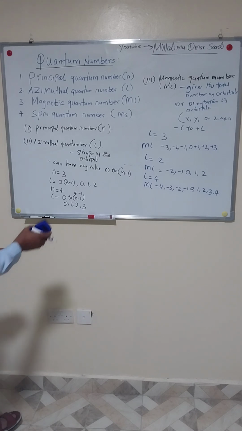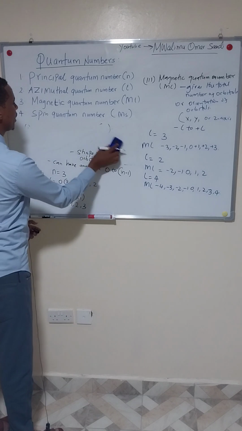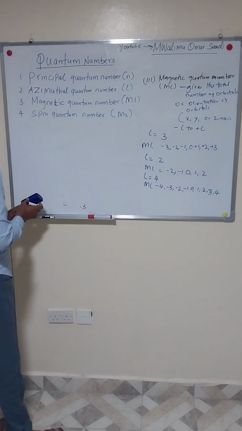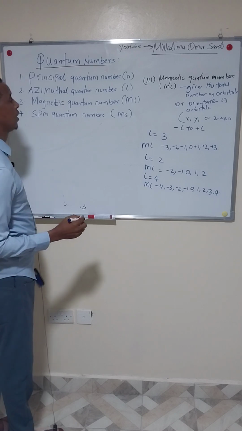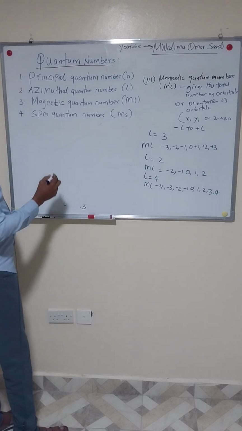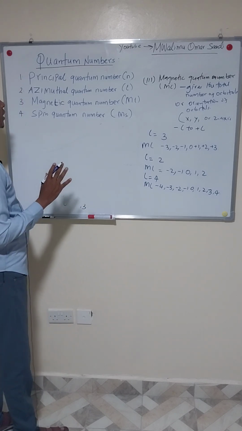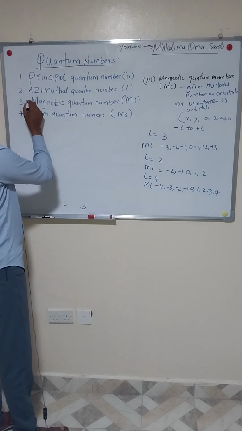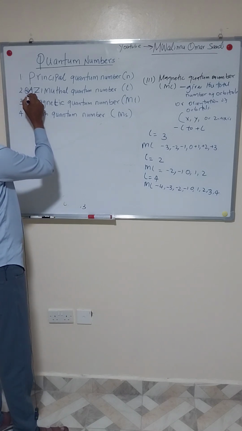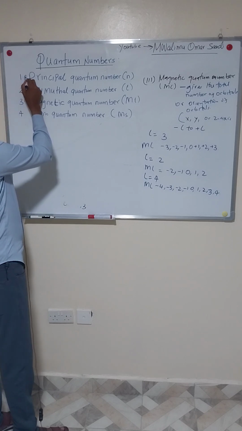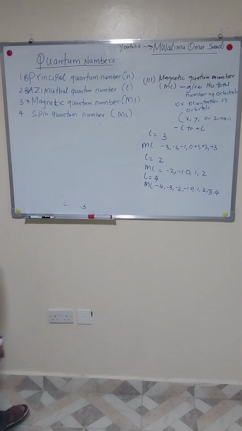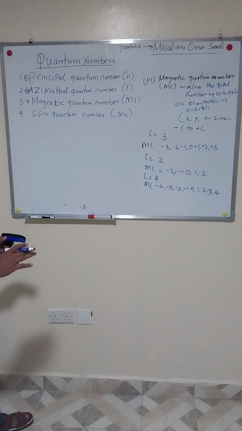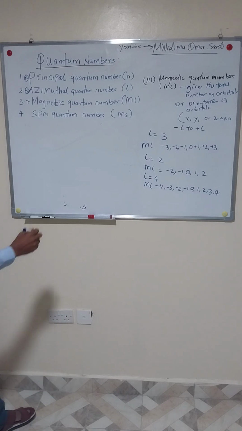And lastly, we will look at the spin quantum number. The spin quantum number does not depend on any of the three quantum numbers. It does not depend on the magnetic quantum number, it does not depend on the azimuthal quantum number, and it does not depend on the principal quantum number. That is, it is independent of the other three quantum numbers.